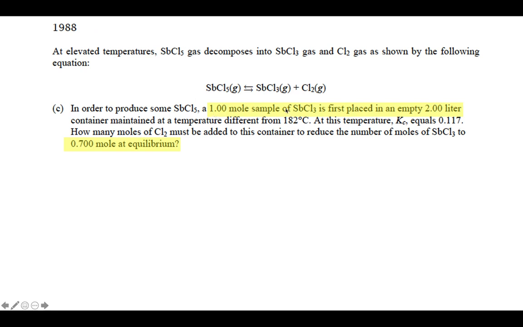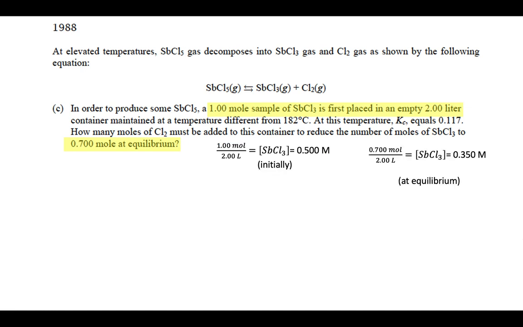It says a 1 mole sample of antimony trichloride is first placed in an empty 2-liter container. So that tells us what the concentration of antimony trichloride is before it reaches equilibrium. And then later on, it tells us that the number of moles of antimony trichloride should be 0.700 mole. And since we know what the volume of the container is, that tells us what the concentration of antimony trichloride is at equilibrium. So again, if we calculate the concentration initially, we see that it's 0.5 molar.